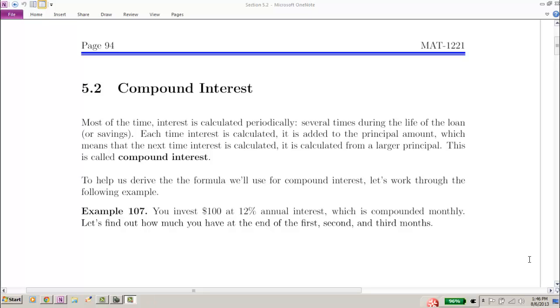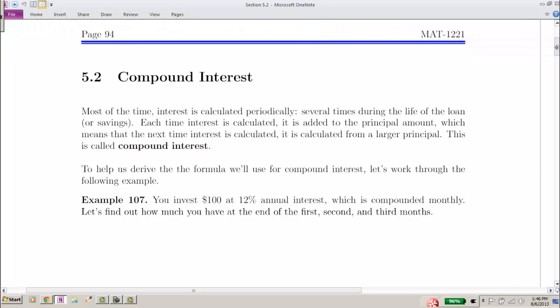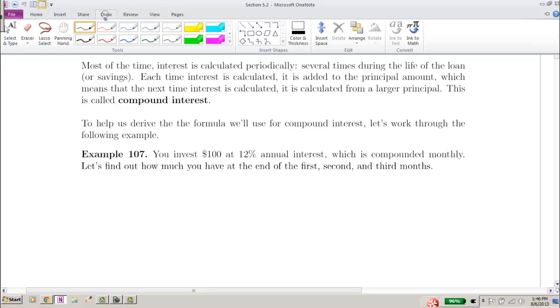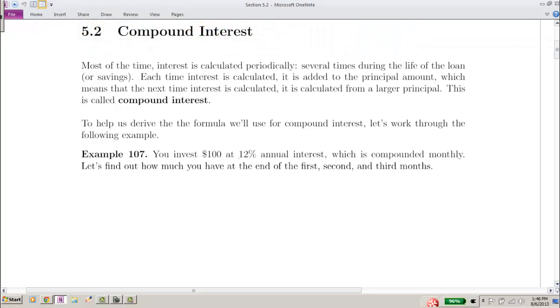In example 107, we're going to develop our approach to compound interest situations. When interest is compounded periodically, we split up that annual interest rate into equal, smaller interest rates for each compounding period. Here in example 107, we've got a 12% annual interest rate, so R is 0.12, and it's compounded monthly.